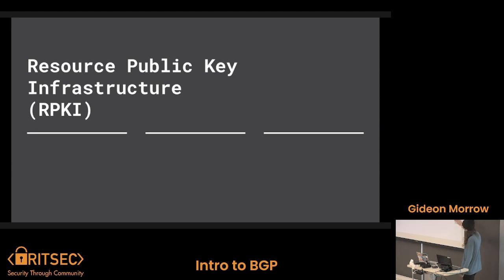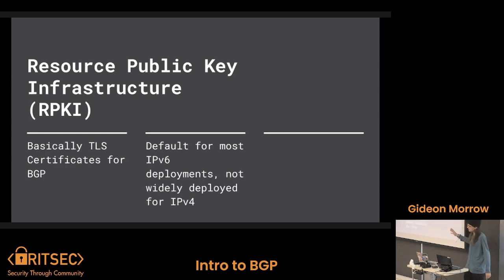So to solve this, you have the RPKI, the Resource Public Key Infrastructure. The name is actually not very descriptive, but it is TLS certificates for signing, but for BGP. And it's the default on most new deployments, especially IPv6 deployments. IPv6 is newer but less common, and people are scared of it because they can't do networking. In IPv4, it's not widely deployed. You can use it, just no one wants to do extra work to do security, at least not yet.